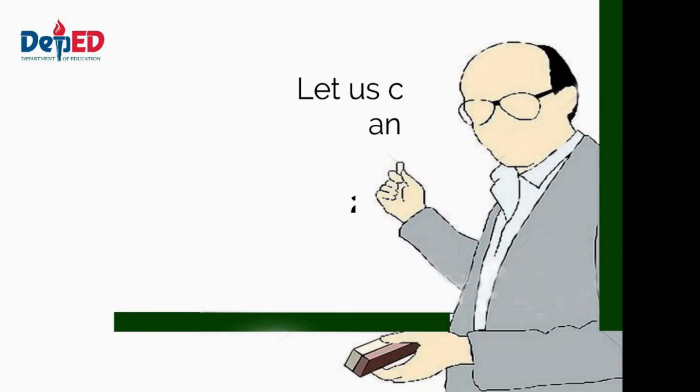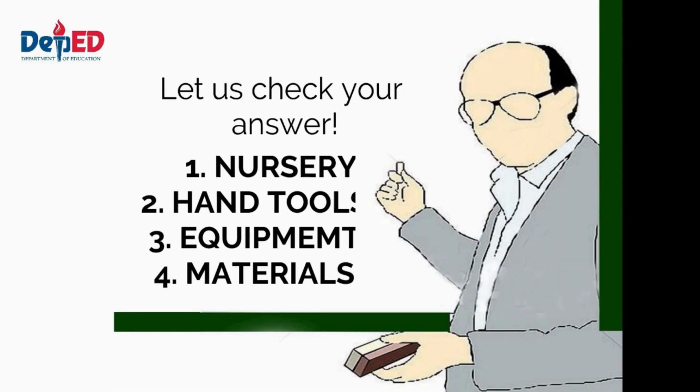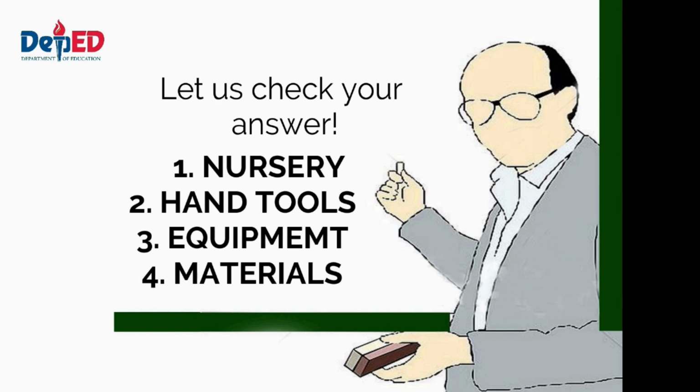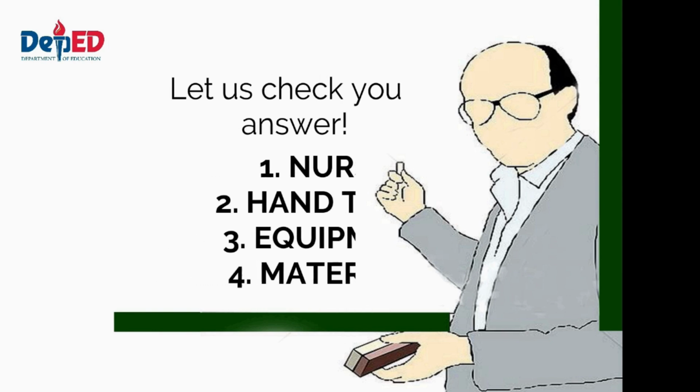Let us check your answer. For number 1, the answer is nursery. For number 2, the answer is hand tools. For number 3, the answer is equipment. And for number 4, the answer is materials.